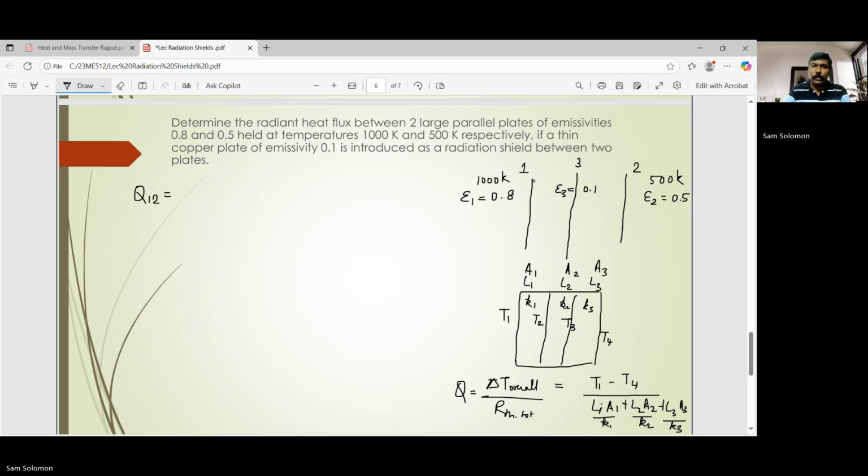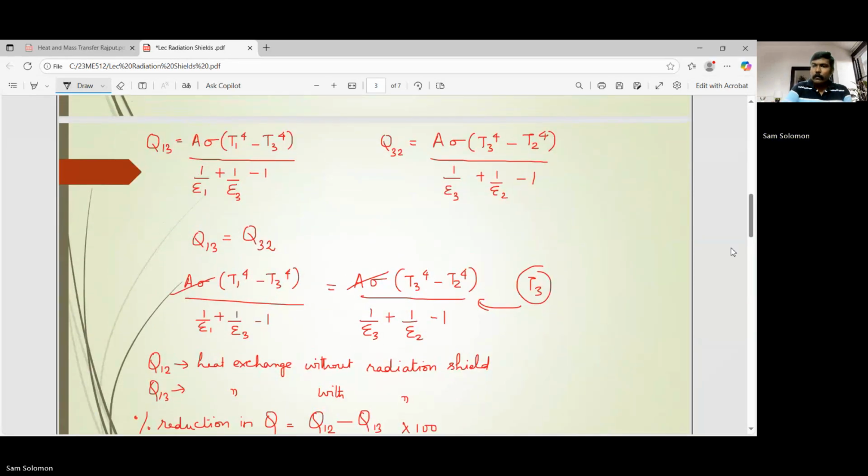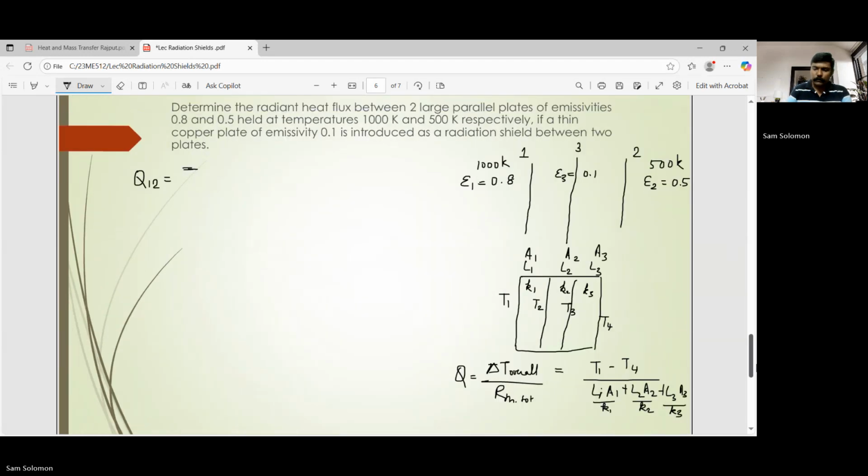Similarly, in this case also, you want to find the net heat transfer. So this is going to be T1 power 4 minus T2 power 4. That is going to be the overall difference, but raised to the power 4, multiplied by sigma, whole divided by the resistances that we have got. So the first resistance is going to be 1 by epsilon 1 plus 1 by epsilon 3 minus 1. That is the thermal resistance that we have got between 1 and 3. And the next resistance is going to be 1 by epsilon 3 plus 1 by epsilon 2 minus 1.